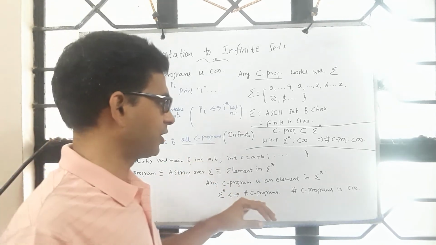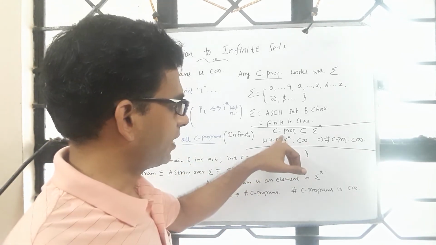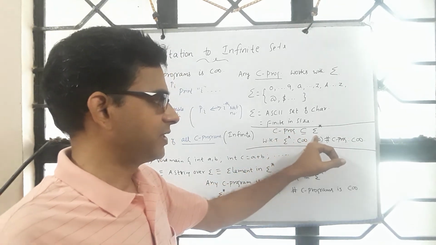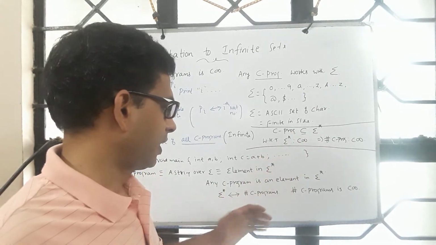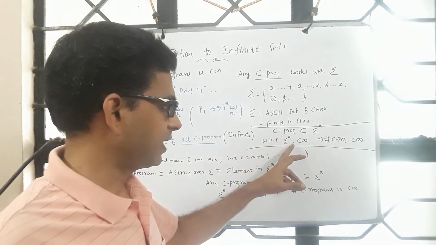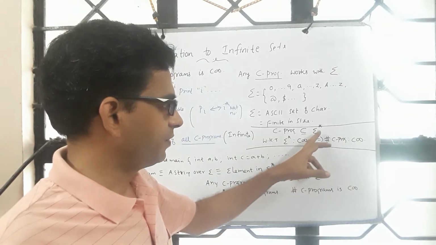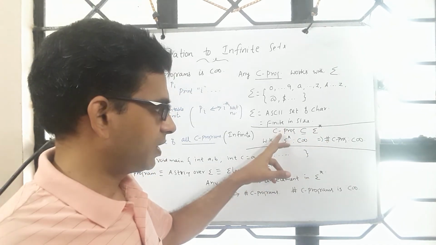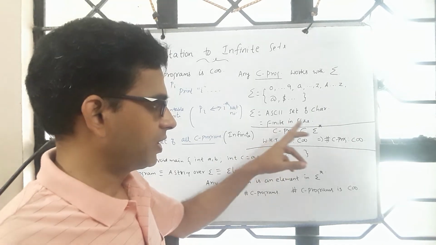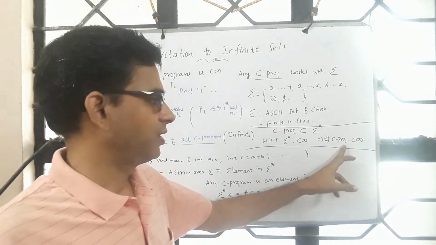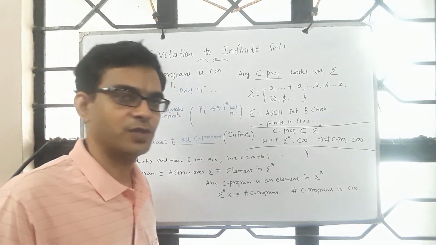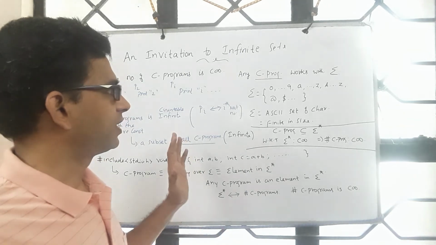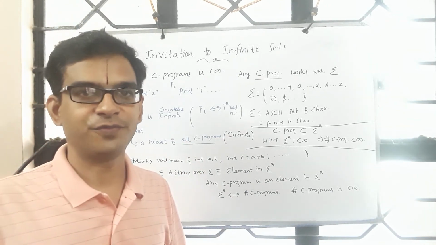For that, I am bringing one more argument. We know that each C program is a string in sigma star, which means the set of all C programs is basically a subset of sigma star. And using standard ordering, we have shown that sigma star is countably infinite. So if a superset is countably infinite, and the subset is infinite in nature, it has to be countably infinite. And that shows that the number of C programs is countably infinite. So we have given three different arguments to show that the set of all C programs is countably infinite.